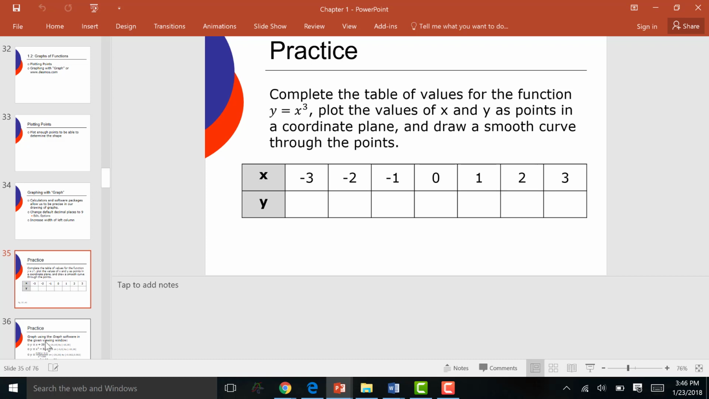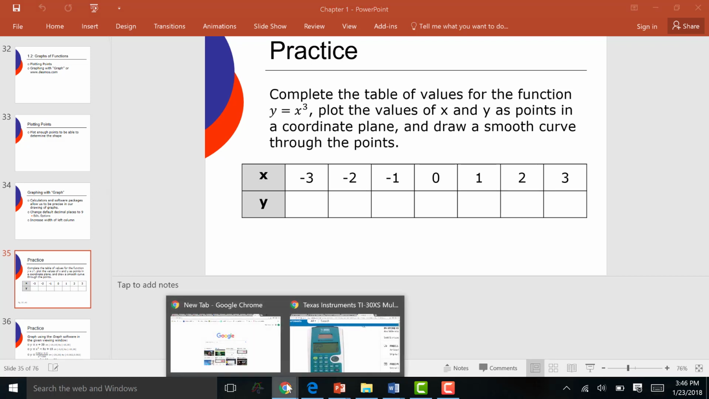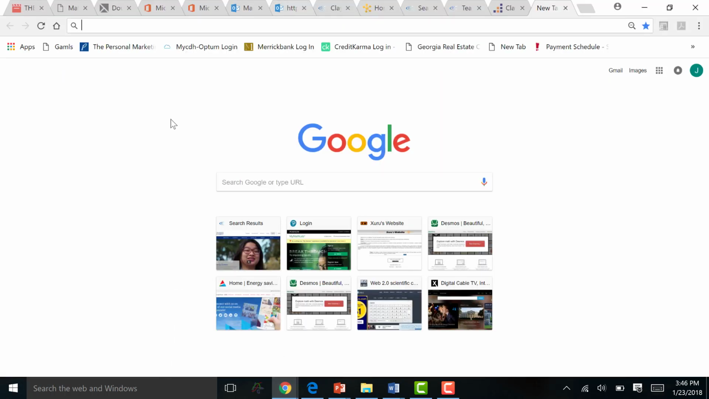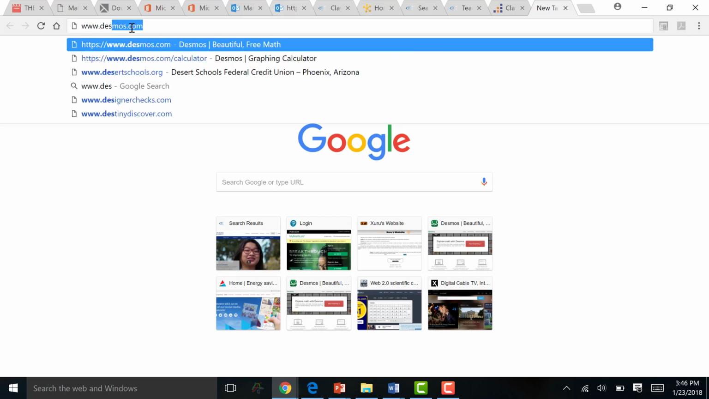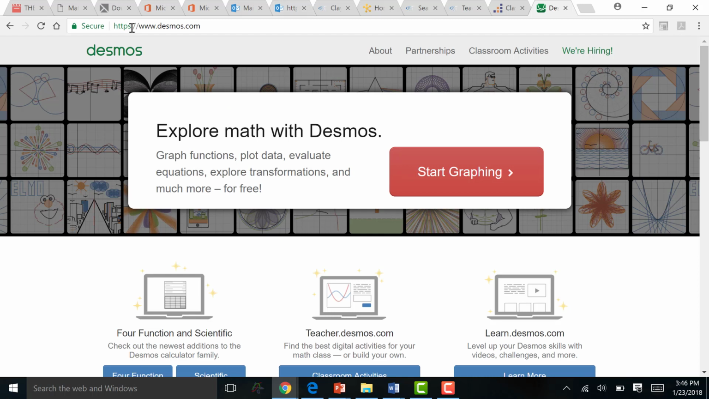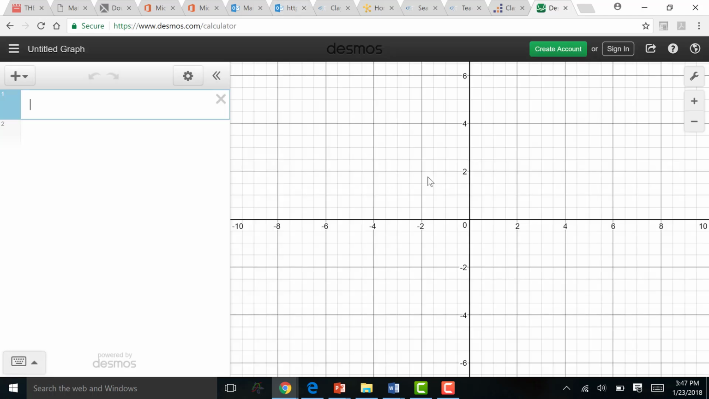So we already have all the outputs for the numbers that you plugged in. Now what I want you to do is put this in a table so you can see the points in a graphing tool. So let's go to Desmos. If you're on your computer, let's go to where Desmos is. I'm going to pull up this screen and go directly to www.desmos.com. This is the screen that should pop up. Hit Start Graphing. Once you click on Start Graphing, this is the window that should pop up.